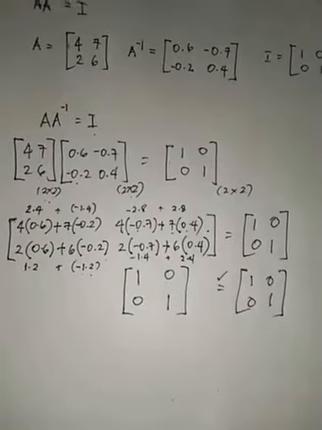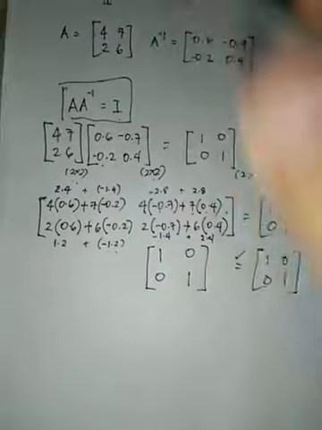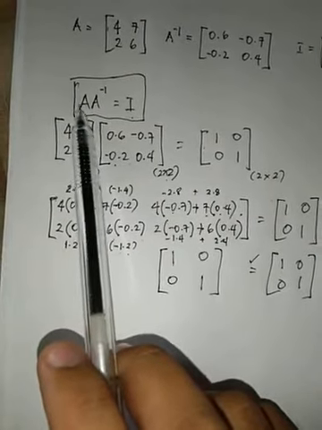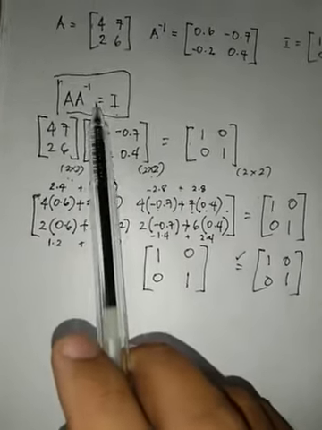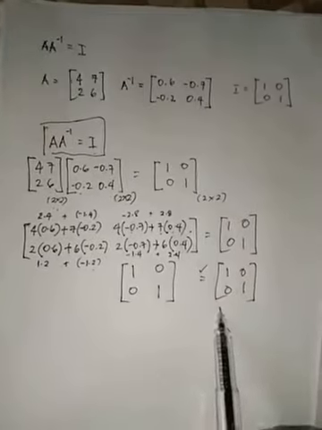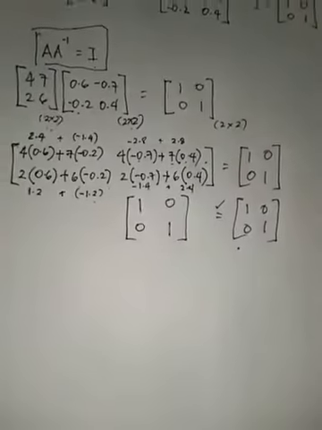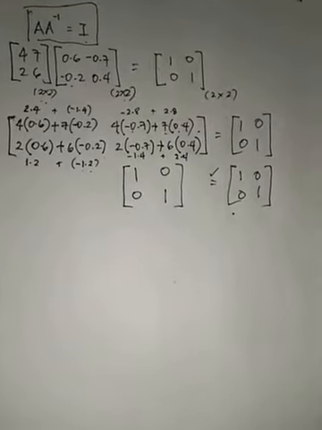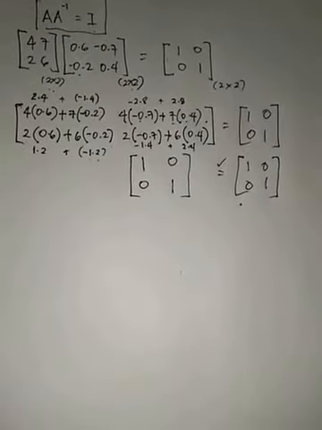Yan. Okay. In short, we prove that if we multiply the matrix A doon sa inverse of matrix A, ang result niya is our identity matrix. Okay? So, yan yung ating inverse of a matrix for 2 by 2. No?